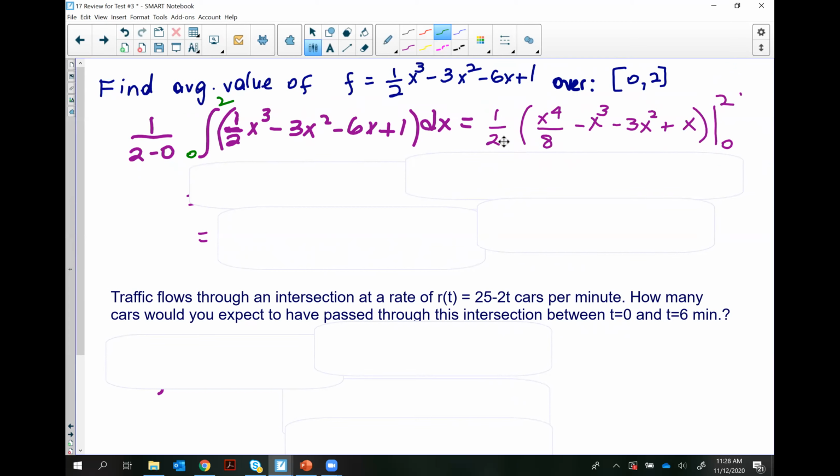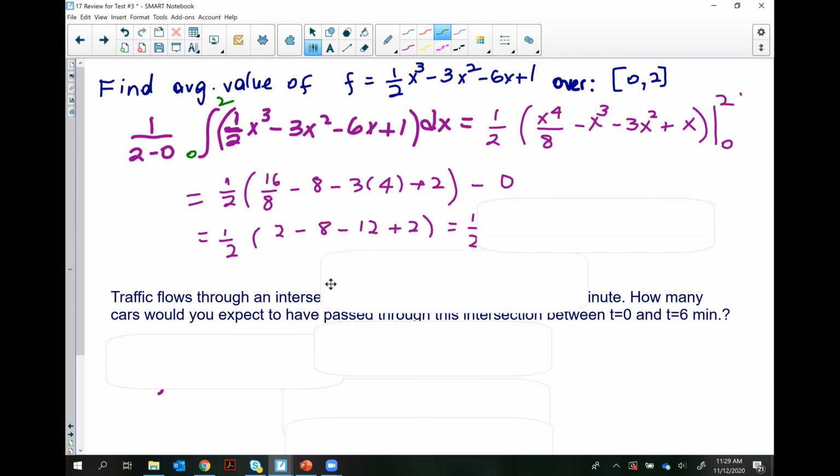We're going to evaluate it from 0 to 2. You can keep this 1/2 on the outside of everything. Just plug in a 2 for every x, minus plug in a 0 for every x. So here we're going to have 2 to the 4, or 16 over 8, minus 2 to the 3rd, which is 8, minus 3 times 2 squared, which will be minus 12, and then plus 2. When you put a minus 0, you get a 0 back, so that won't bring anything new. And at this point, just simplify this quantity, and you will have the answer. So the answer is -8. So the average value of this function over the given interval is -8.